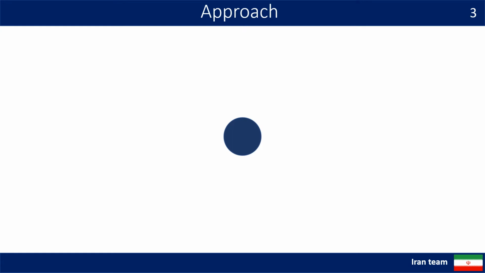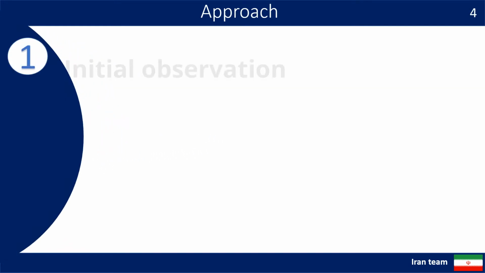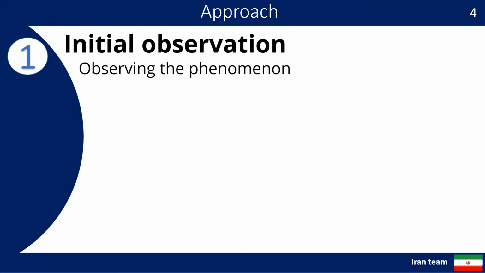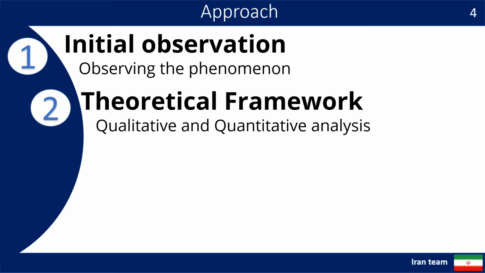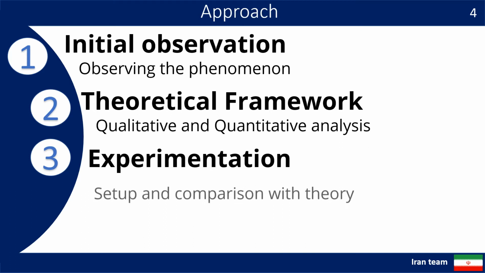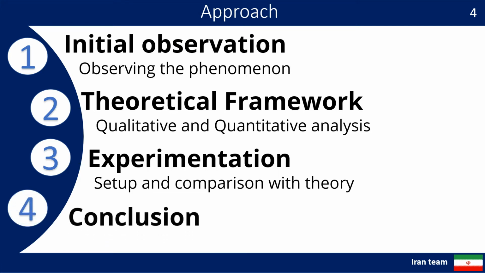Let's take a look at our approach. We are first going to offer an initial observation, which is the observation of the phenomenon, and then we're going to move on to our theoretical framework, which includes qualitative and quantitative analysis. Next up is our experimentation, in which we will describe our experimental setup and compare the results with our theory. And finally, our conclusion, which is an overview of the presentation.